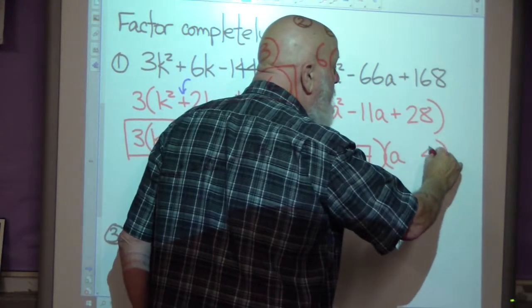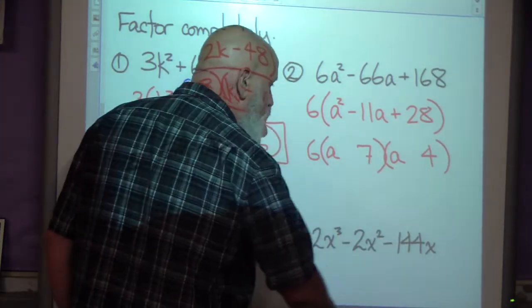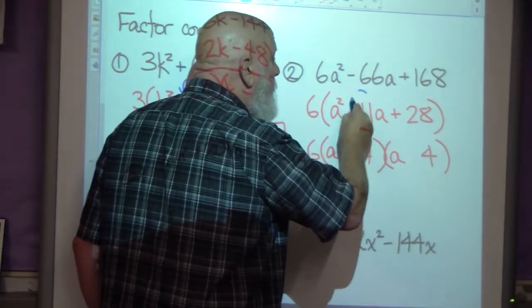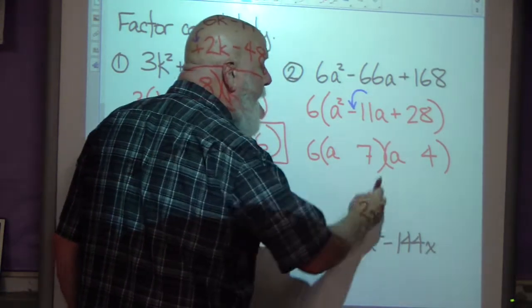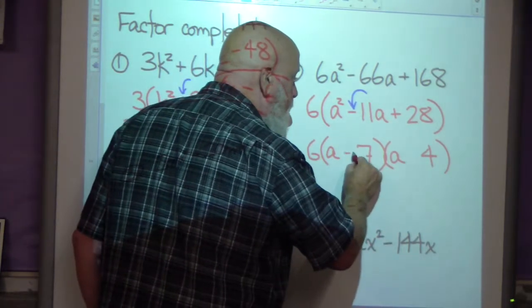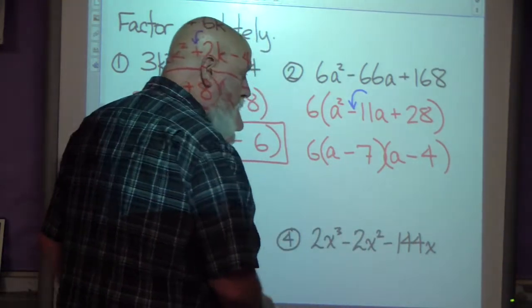Doesn't matter where I put the 7 and the 4. I could put the 4 here and the 7 here. Doesn't matter. What does matter is that these must add up to negative 11. And the only way that can happen is if they're both negative. Negative 7 plus negative 4 is negative 11. So I've gotten it factored.